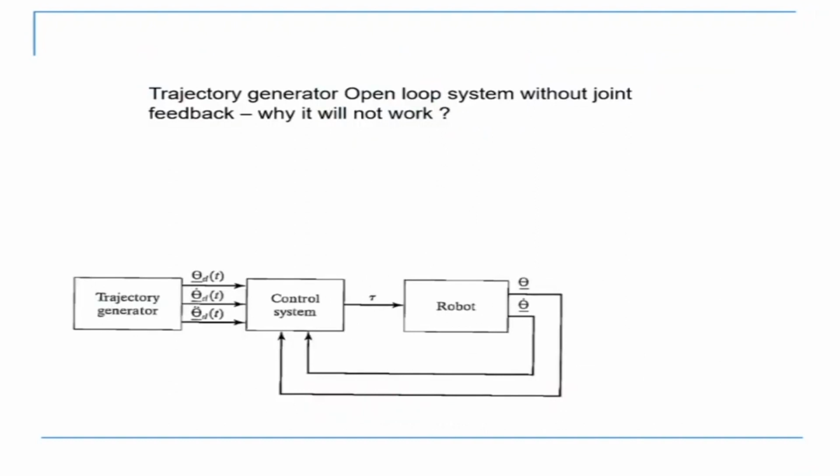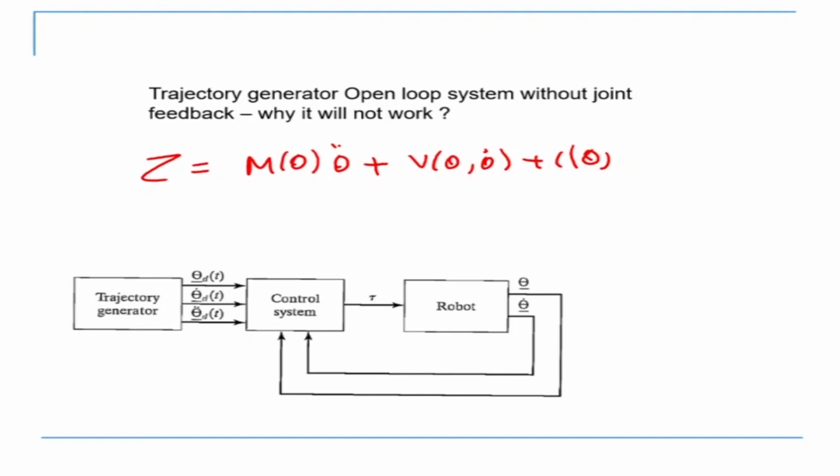What we essentially talked about in the last class, I'll go through it very quickly. If you know the dynamic equation, which is tau is equal to M(theta) theta double dot plus V(theta, theta dot) plus C(theta), then one way would be that we can have a trajectory generator.